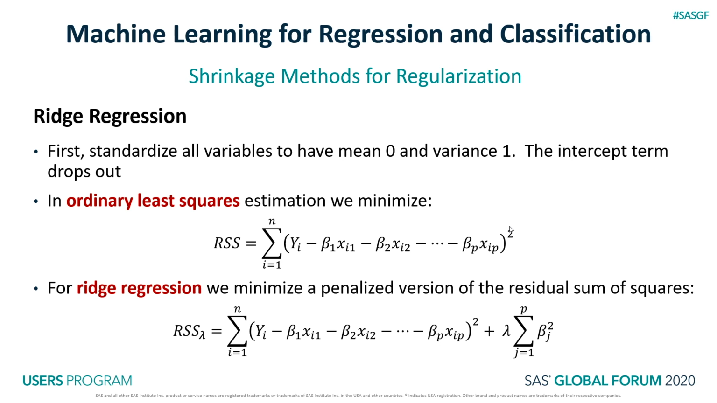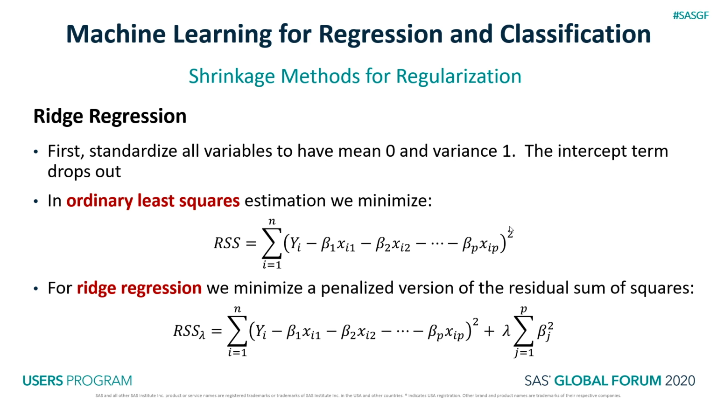The first thing that we need to do is to standardize all the variables to have mean 0 and variance 1. That includes the predictor variables and the response variable. When you do that, you'll find that the intercept term drops out. In ordinary least squares estimation, the way that we would obtain estimates of the coefficients for the predictor variables is to minimize the residual sum of squares with respect to beta 1, beta 2, up to beta p.